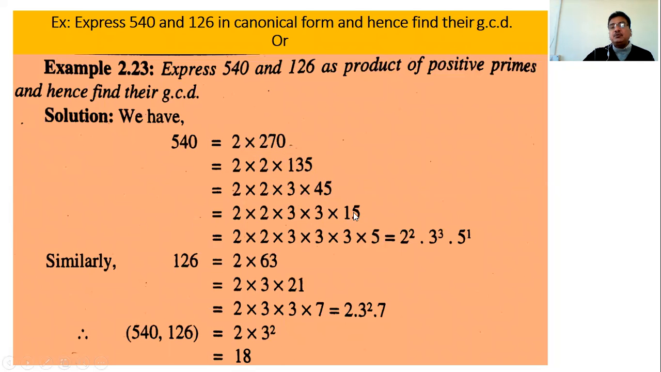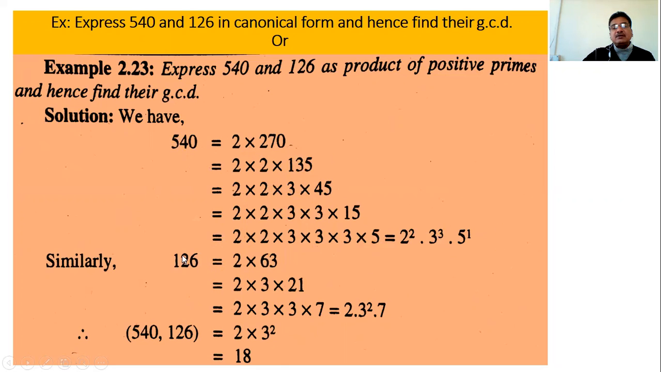Divide this 15 by 2 first. But 2 is not a divisor, then take 3. If 3 is not a divisor, then take 5. Don't take 4. Then 15: 3 is a divisor. Okay, and then 3 into 5 is 15. And therefore, what is the canonical form of 540? 2 raised to 2, 3 raised to 3, and 5 raised to 1. This is the canonical form of 540.